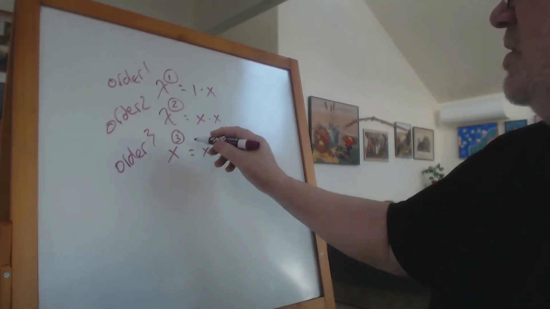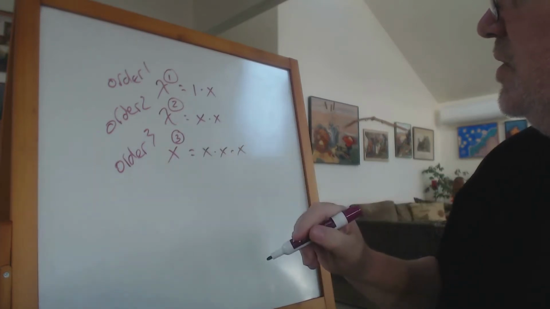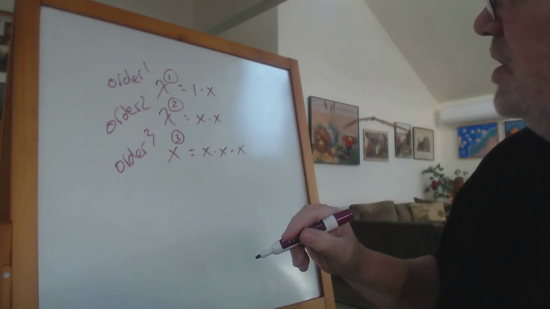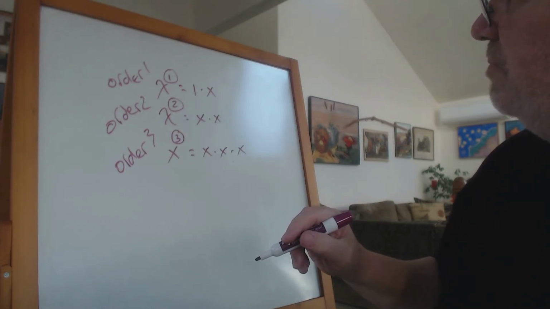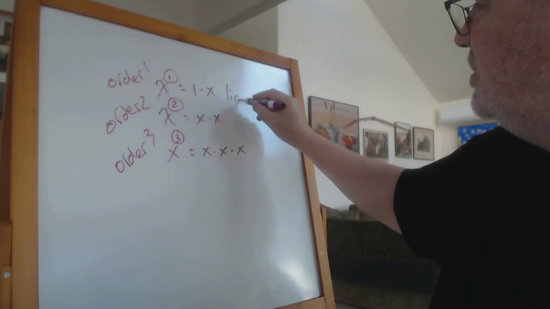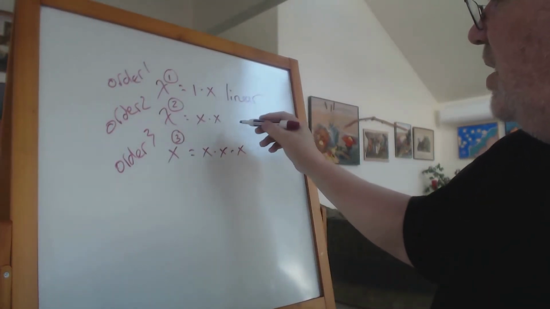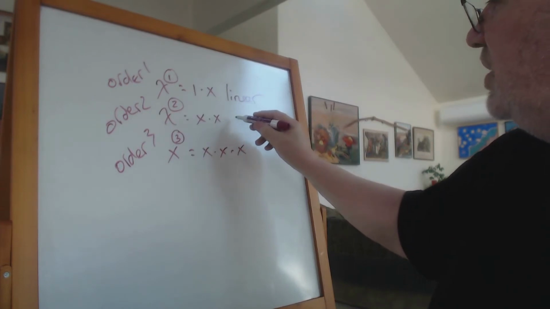We also call this linear, and this is a quadratic.